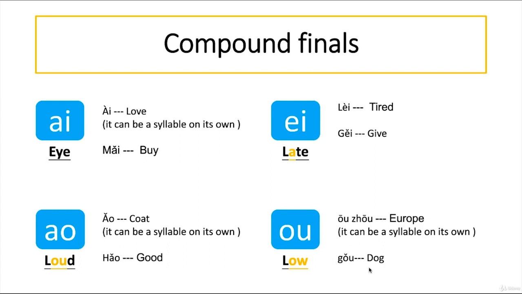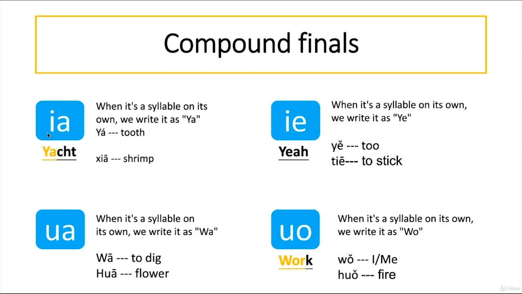The next 4. Ia. This sound is similar to YA in yacht. Read it after me. Ia. So when it's a syllable on its own, we write it as ya, not ia. For example, 牙 yá means tooth. 虾 xiā means shrimp.